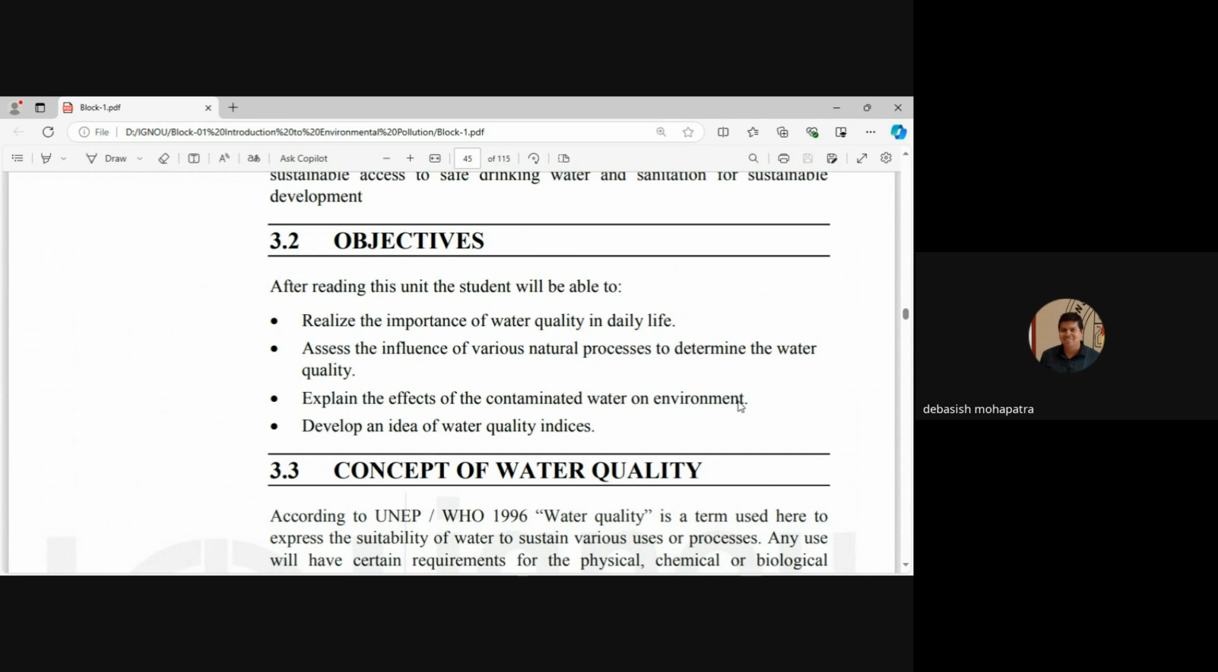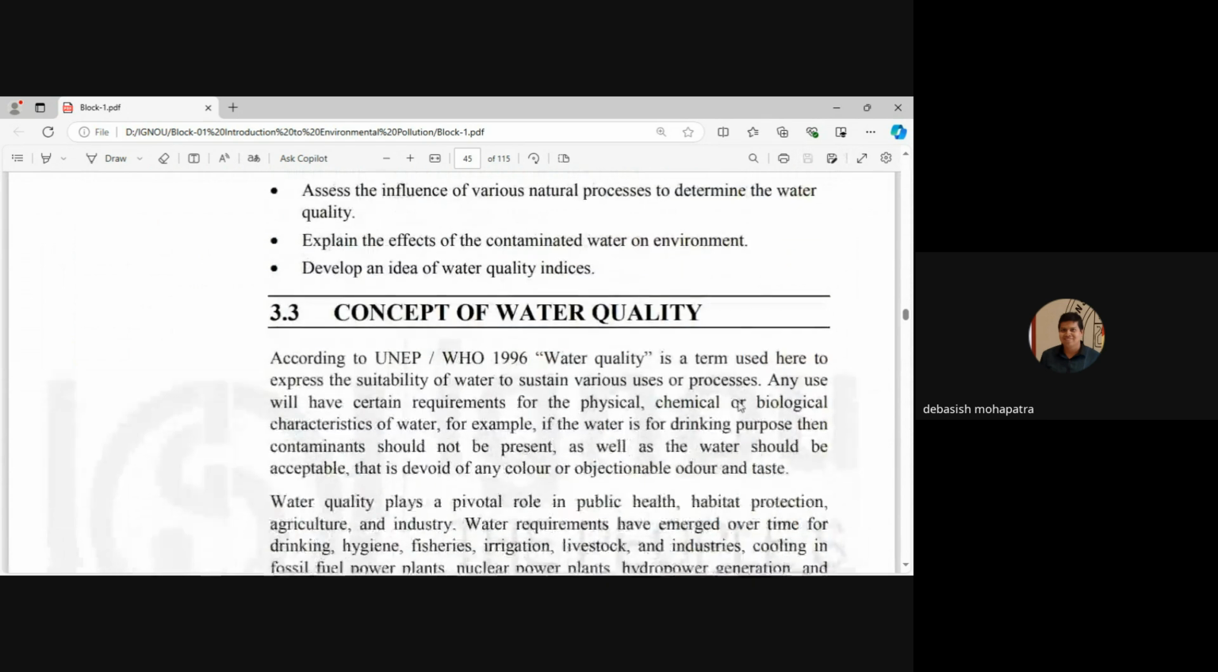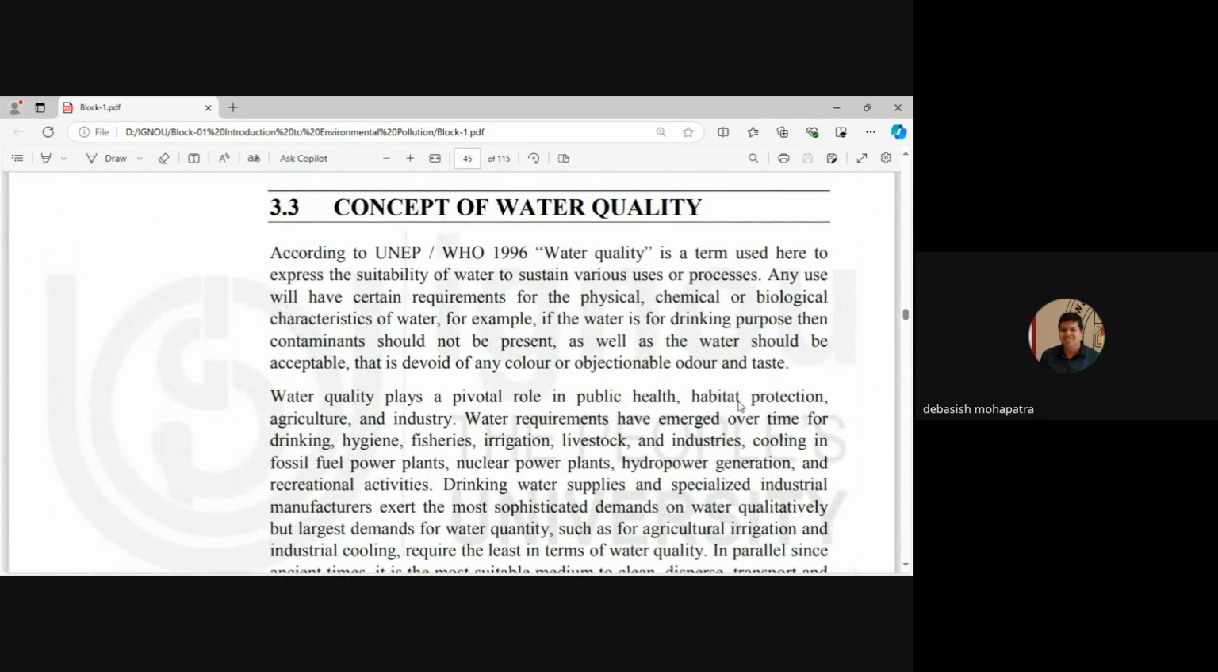Then the concept of water quality. According to WHO, water quality is a term used to express the suitability of water to sustain various uses or processes.